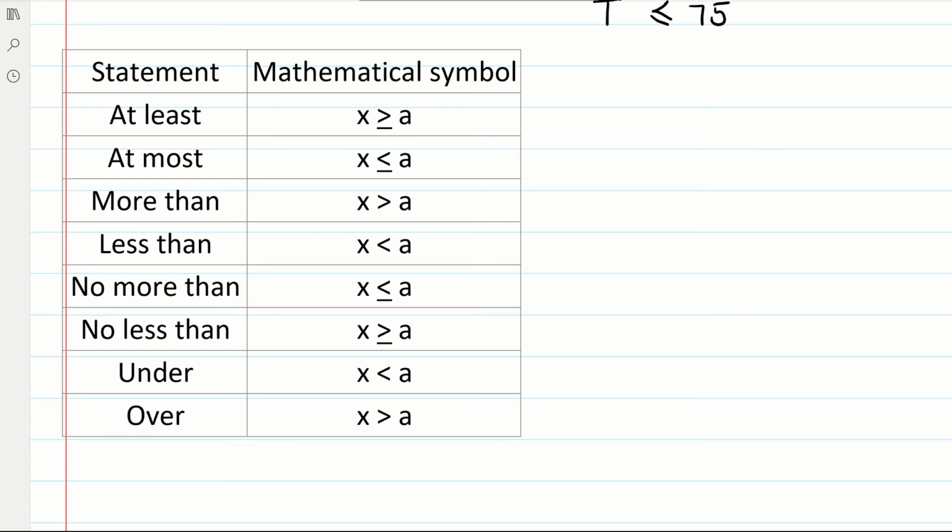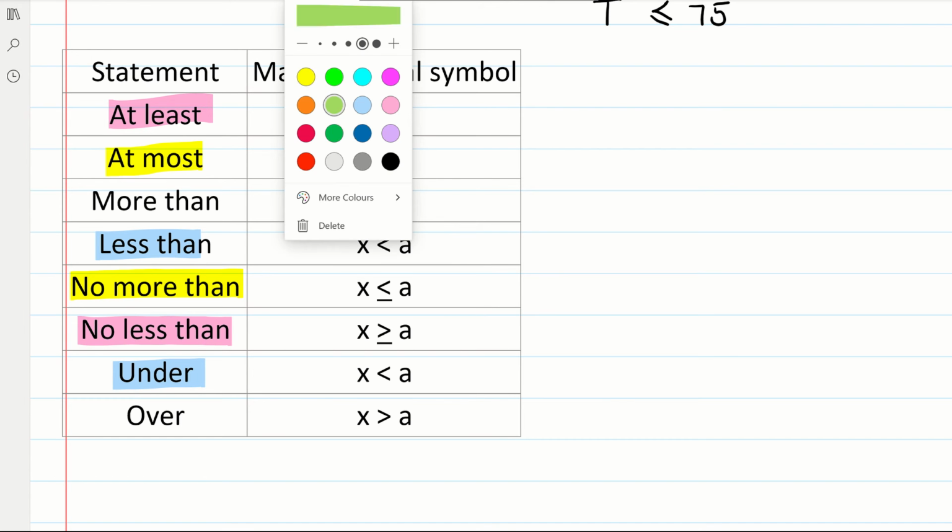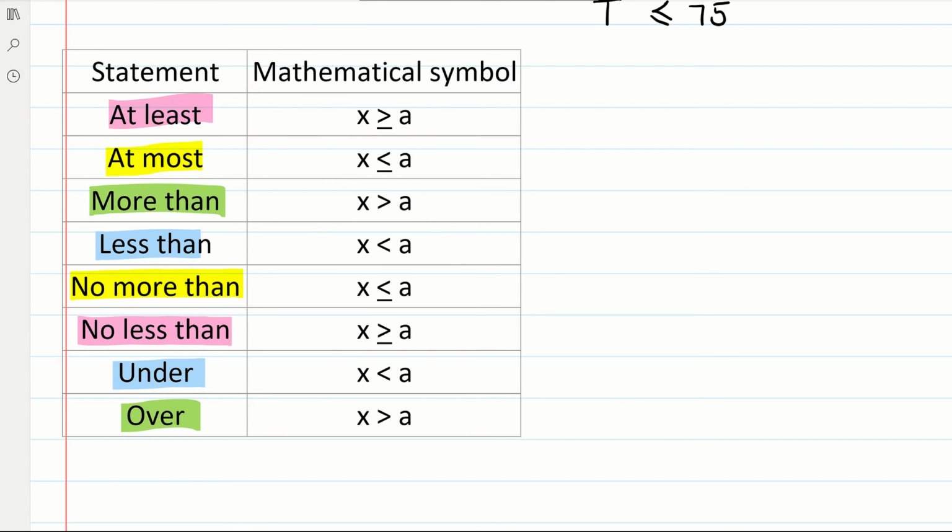More than is simply bigger than, so there's no equal. Less than is the same. No more than is the same as at most, so those two are the same. At most, no more than. No less than is the same as at least. It is a bigger than or equal. Under and over are the same as more than and less than. They don't have an equal sign. So under, and if I use different colors here, they're all color coordinated.